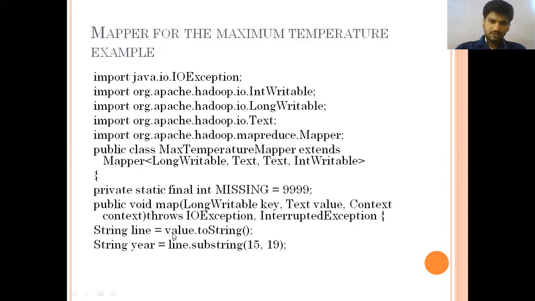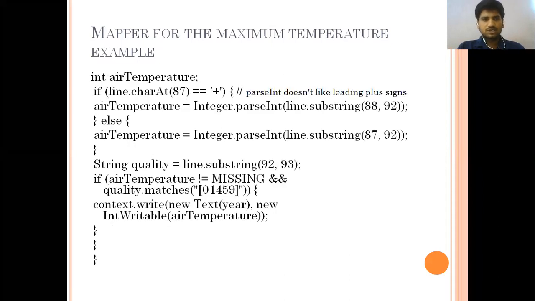Then this is where we create an object: String line equals value.toString, converting the text value to a string. Then we have substrings from 15 to 19. That's what I said, no: the text we had in bold, 1950 in bold, and some temperature we had in bold. So those line positions are what we are going to mention, for each and every line.